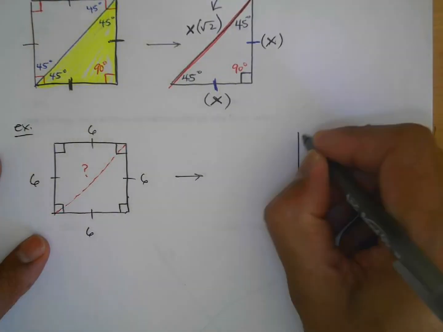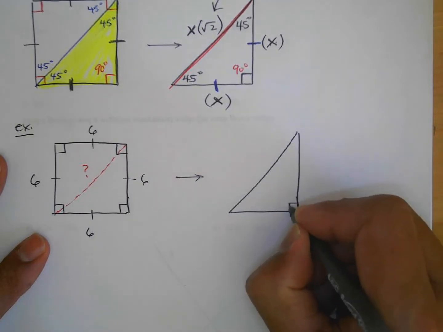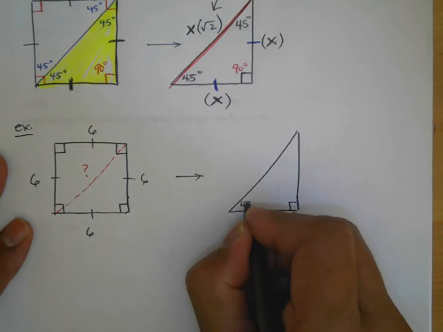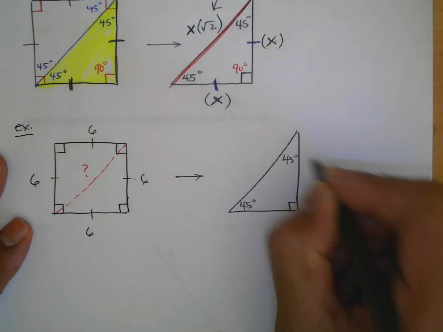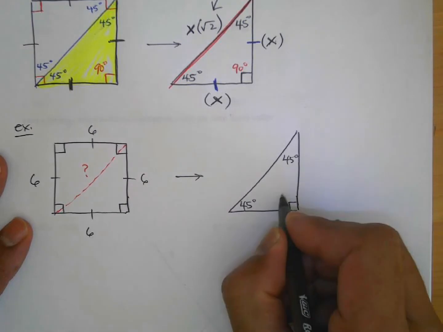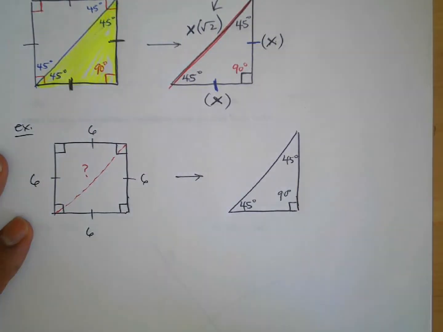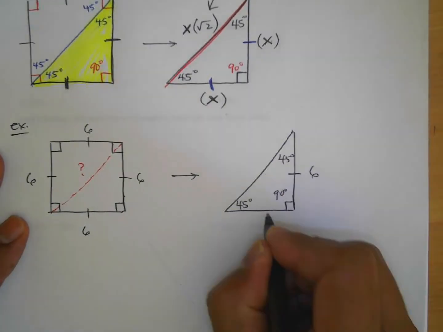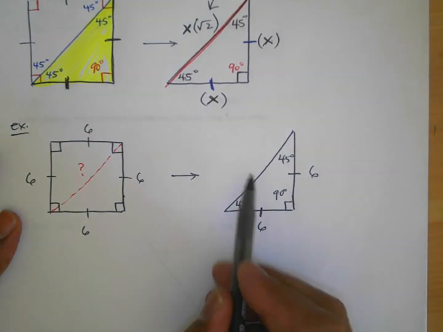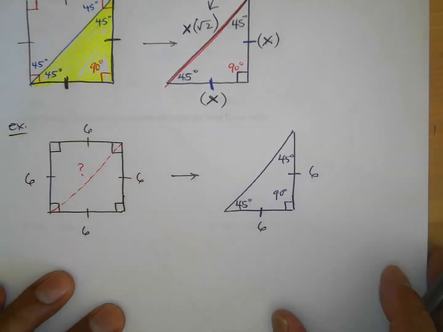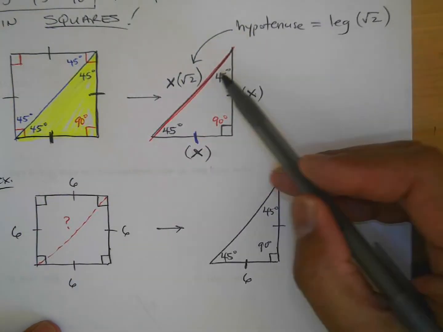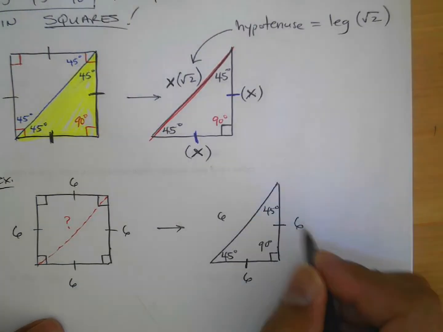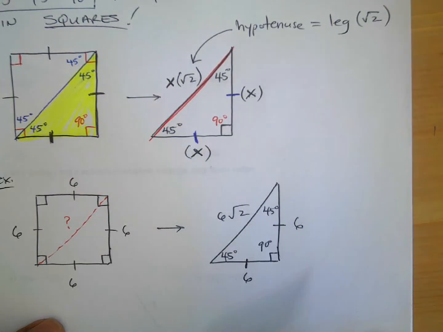If I'm trying to find this diagonal here, how would you do that? Well, simple. We know this is going to be a 45, 45, 90. We cut that in half. This one's 90 right here. This is your 45, 45, 90 special right triangle. And I know these sides are 6. Question is, what's this one? Well, it's going to be the value of the side, which is 6 times root 2.